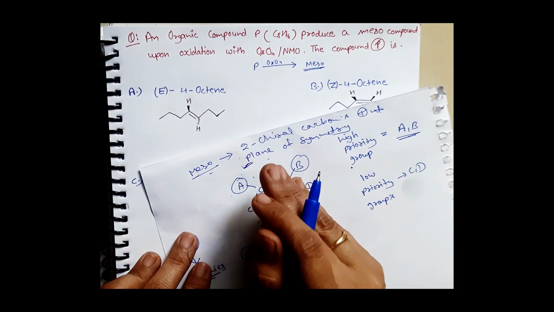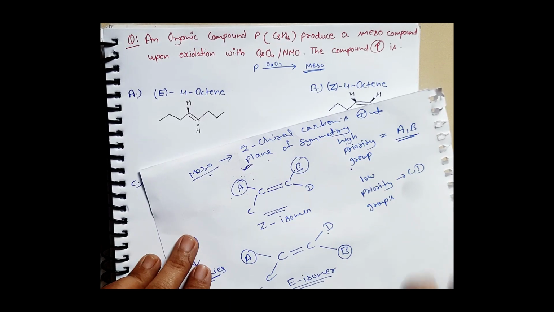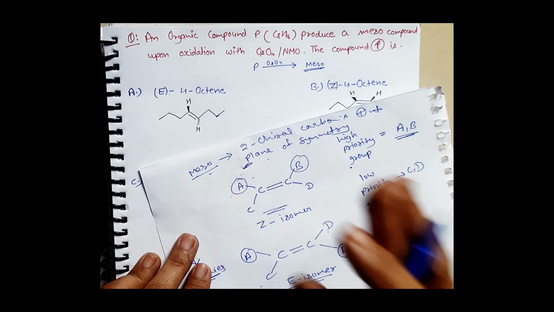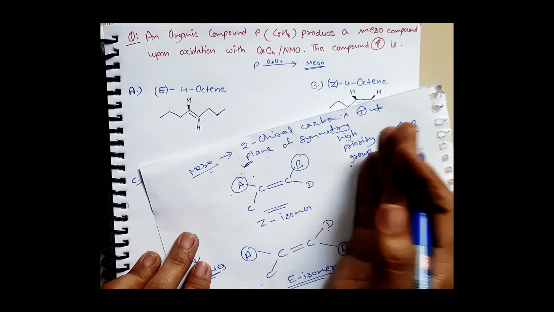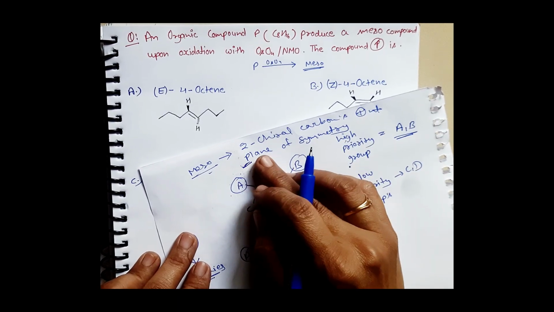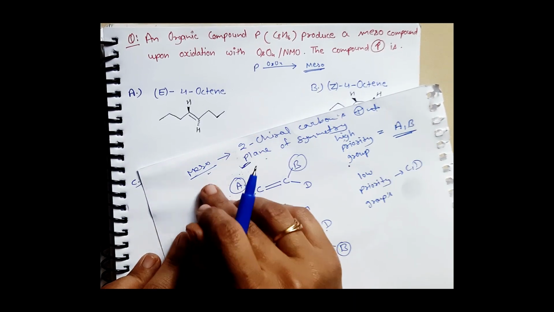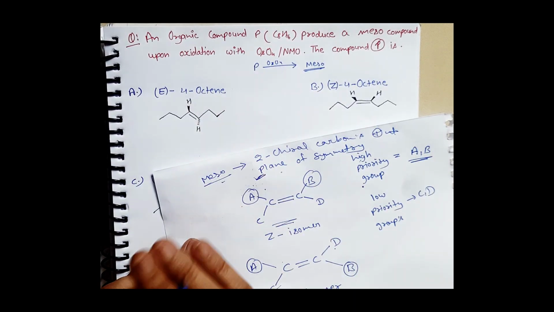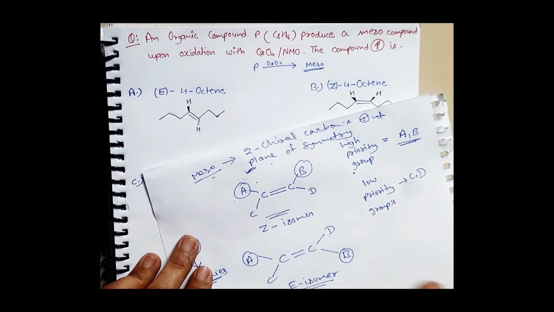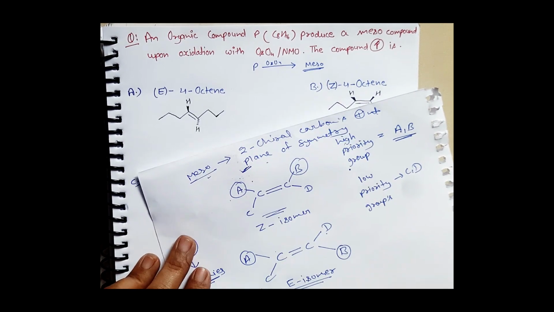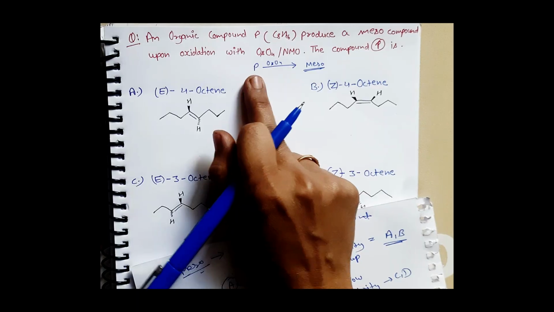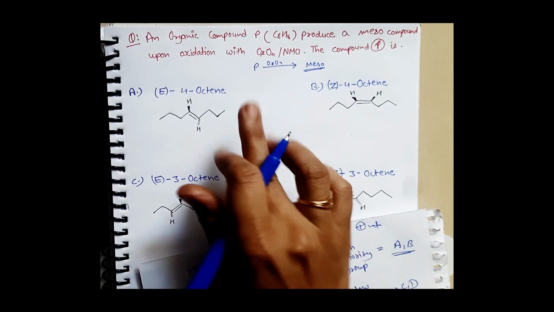When you see the compound, it appears symmetrical. If you apply a mirror plane, the two halves are superimposable on each other. So it means the compound is symmetrical and a plane of symmetry is present. So now you know about E and Z phenomena, and you know about meso isomers also. So now you can solve this question, which asks about organic compound P. In these four options, they give octene.